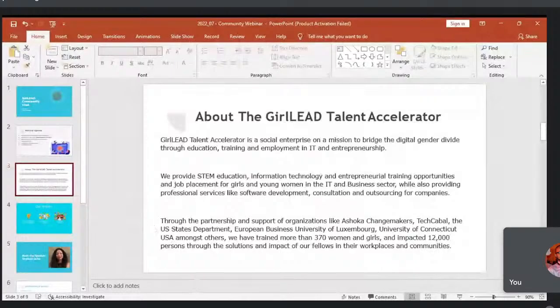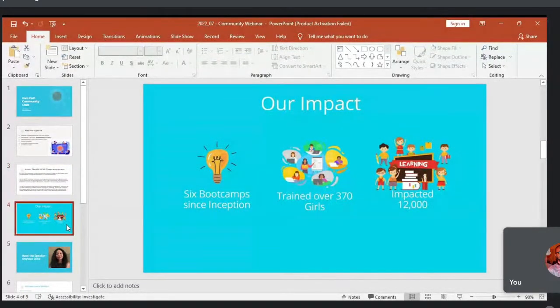Solutions and impact of our fellows in their workplaces and communities. A lot of ladies have gone through this accelerator program and are currently making waves in the technology and business sector today. So our impact is, since inception, we've had about 6 boot camps in various locations.